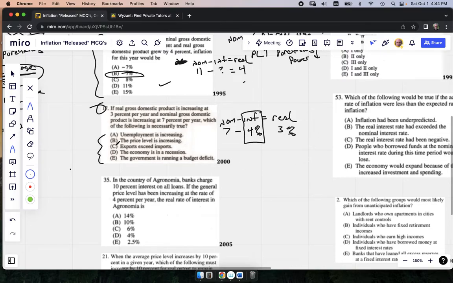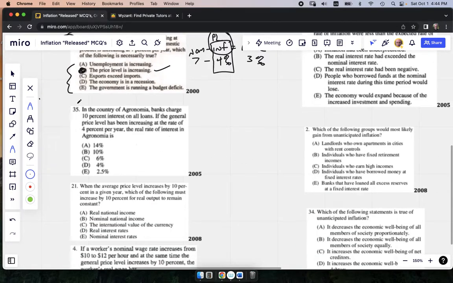The only one that really makes sense is B. Price level and inflation are the same thing. You need to know it. Anytime inflation's going up, the price level has to be increasing also. All right, let's look at 35.